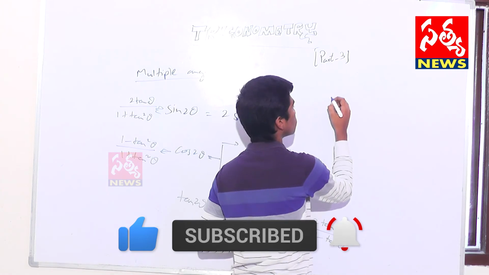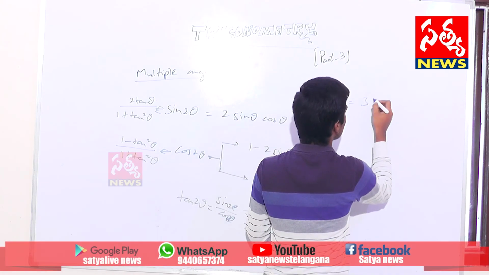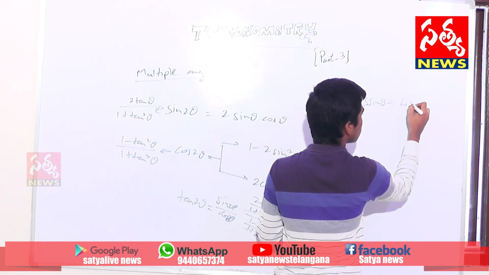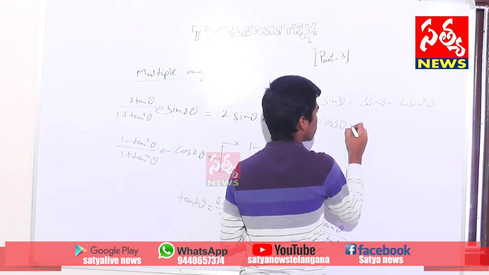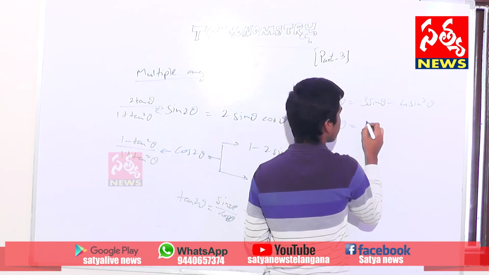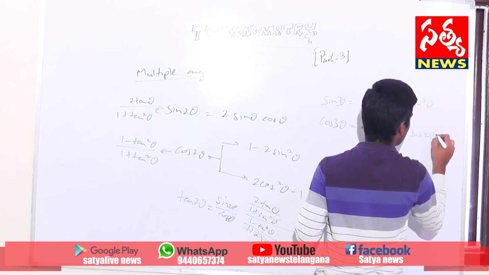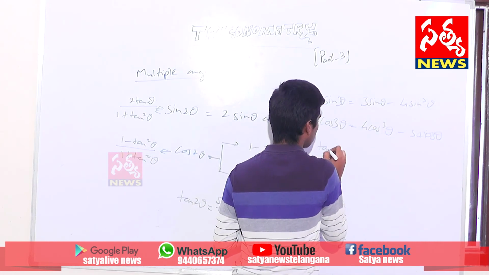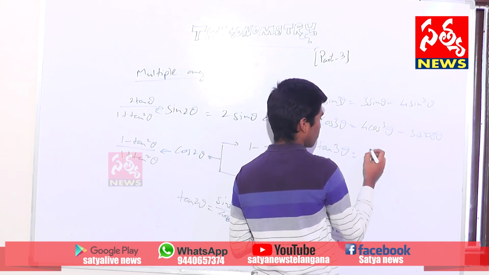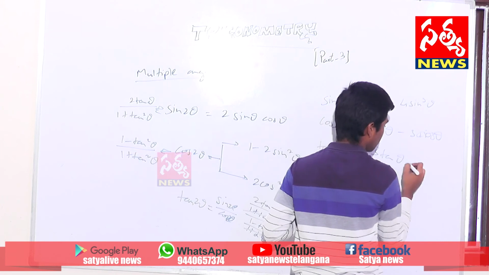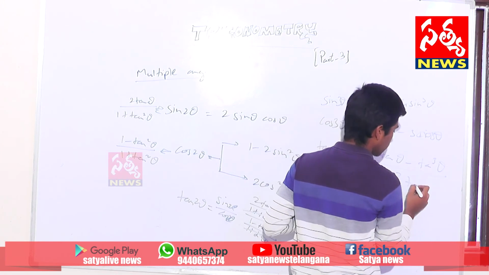And the next is sin 3 theta is equal to 3 sin theta minus 4 sin cube theta. And cos 3 theta is equal to 4 cos cube theta minus 3 cos theta. And last is tan 3 theta is equal to 3 tan theta minus tan cube theta by 1 minus 3 tan square theta.